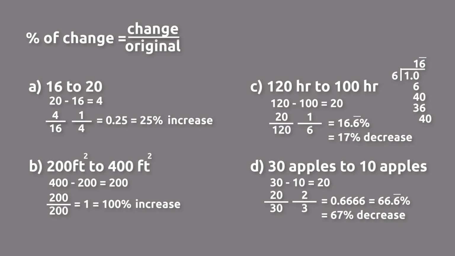So again, percent of change, we're simply looking at the change divided by the original amount. So in each instance, we find the difference. That is our change. And then we divide that by the original. If we went from smaller to bigger, it's an increase. If we went from bigger to smaller, obviously it's a decrease.